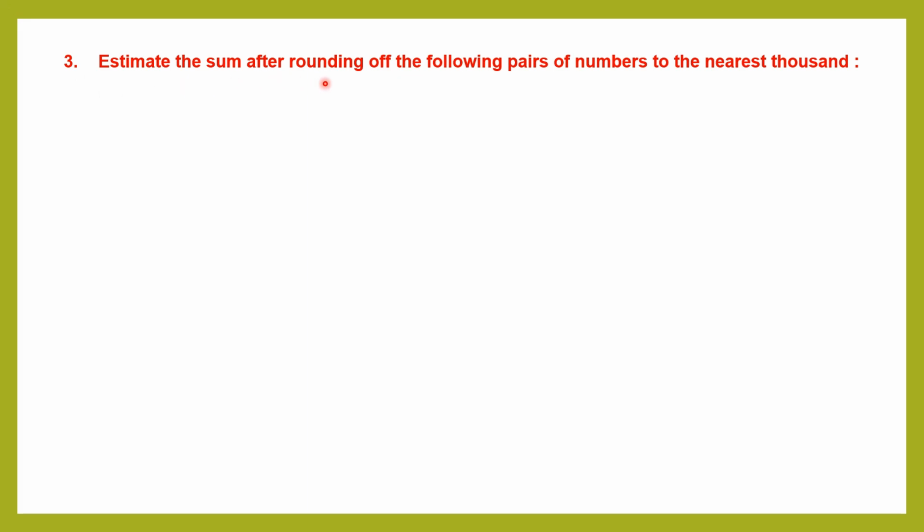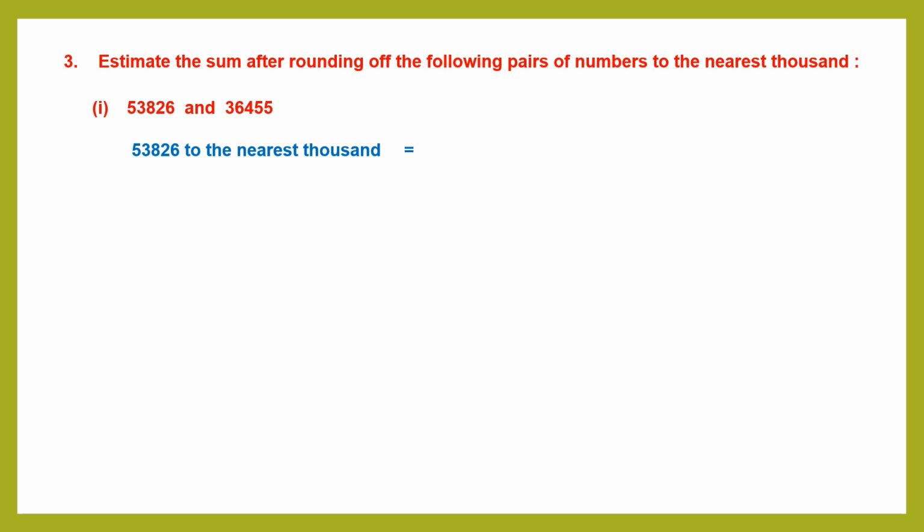Estimate the sum of each pair of numbers to the nearest thousand. So this time we are going to round it off to the nearest thousand and find the sum. So we have a pair of numbers here, 53,826 and 36,455. So first we are going to round it off to the nearest thousand.